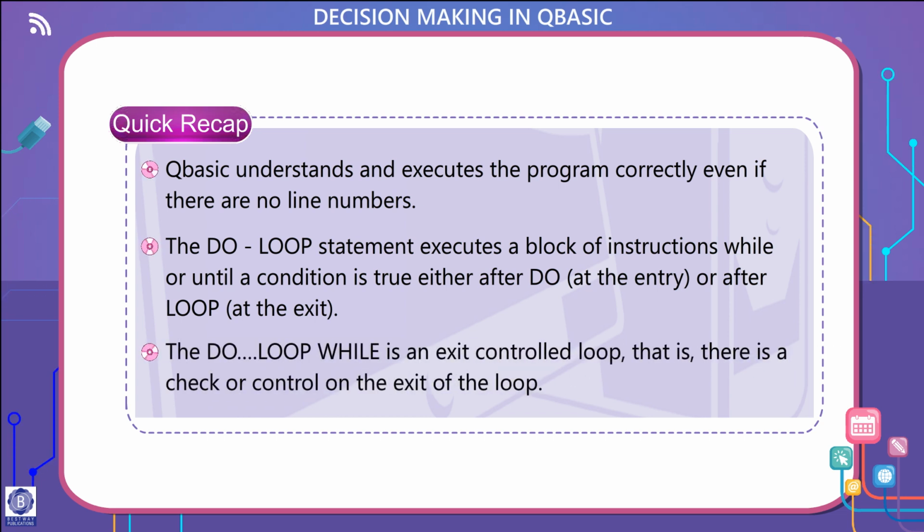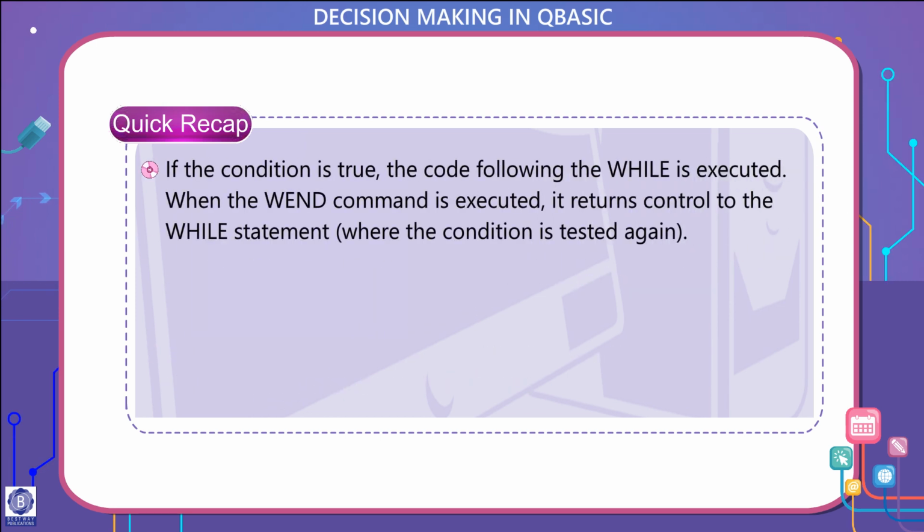The do-loop while is an exit-controlled loop, that is, there is a check or control on the exit of the loop. If the condition is true, the code following the while is executed. When the wend command is executed, it returns control to the while statement, where the condition is tested again.